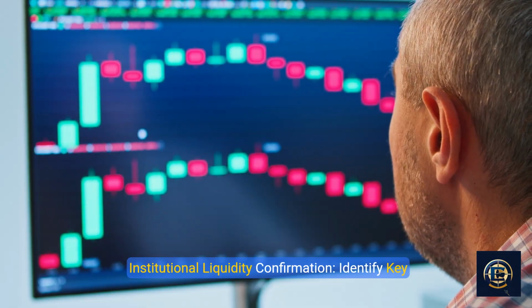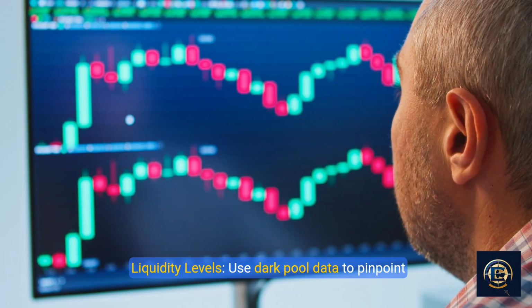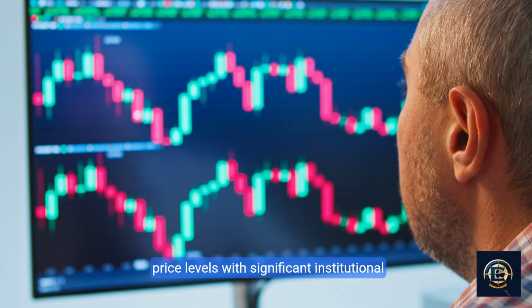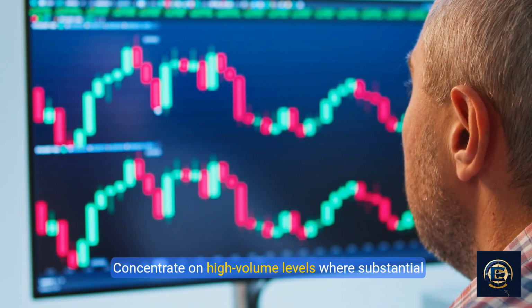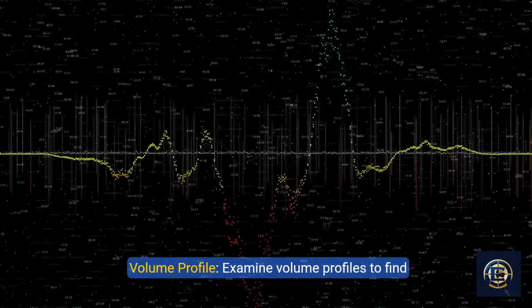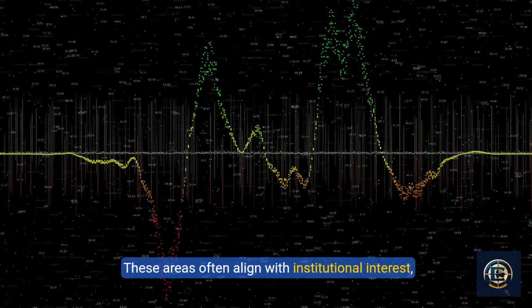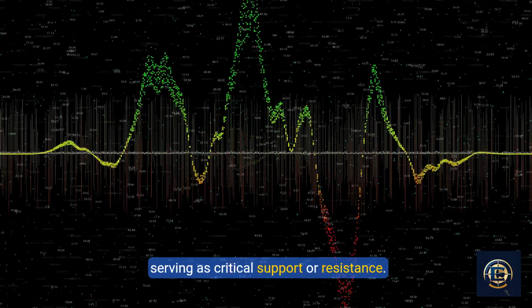1. Institutional liquidity confirmation. Identify key liquidity levels. Use dark pool data to pinpoint price levels with significant institutional activity. Concentrate on high volume levels where substantial trades occur. Volume profile. Examine volume profiles to find where volumes are high. These areas often align with institutional interests, serving as critical support or resistance.